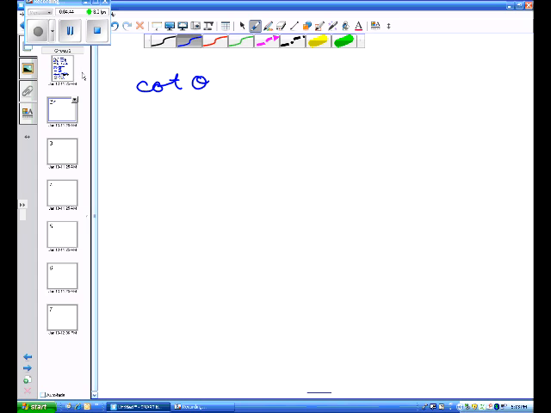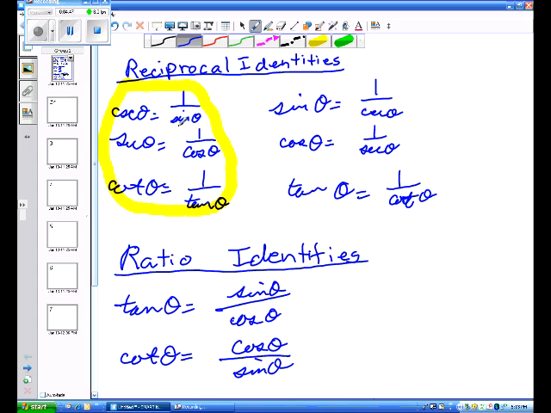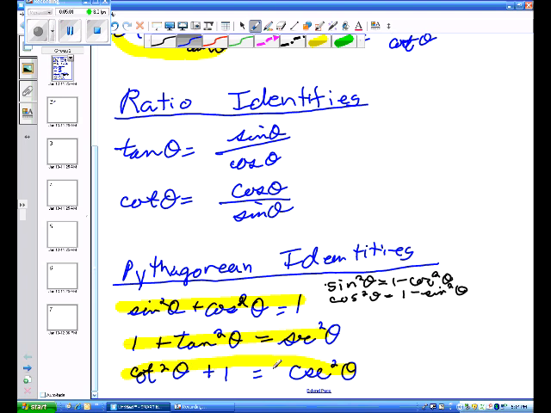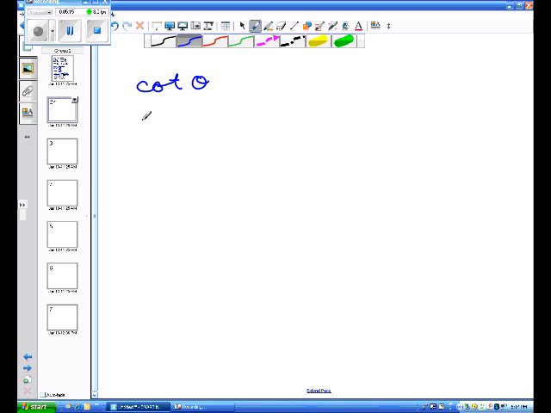Now, if we went back to our identities, we don't have an identity that deals with just cotangent and sine. Here we have a cotangent equals cosine over sine. So that might be something that we could use. Down here we have a cotangent squared plus 1 equals cosecant squared, but we don't have anything that gets us directly cotangent and sine. Now, cosecant is the reciprocal of sine, so we might could use something along that line. So let's just start with that and see how it would work.